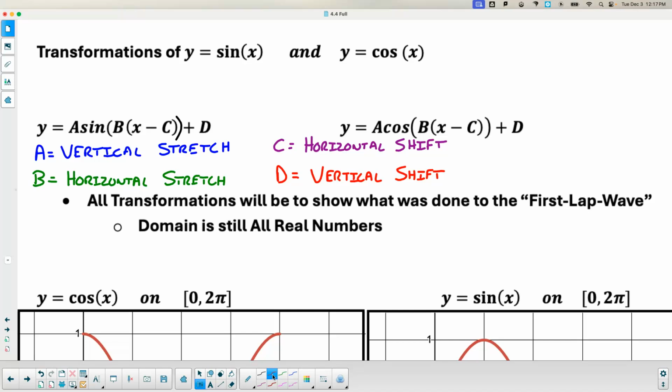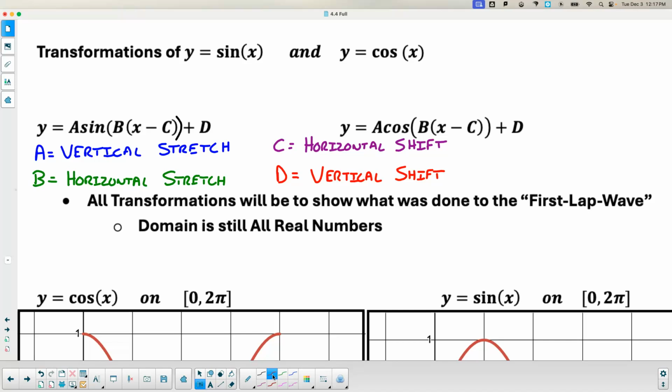Today and tomorrow, we're going to deal with A's and B's. Thursday, Friday, we're going to deal with C's and D's. Actually, Thursday we'll deal with C's and D's. Friday we'll deal with A, B, C, and D. Okay?